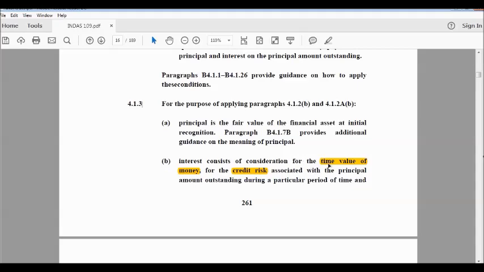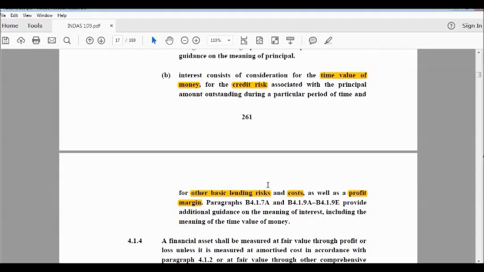and the interest consists of consideration for the time value of money, for credit risk associated with the principal amount outstanding during a particular period of time, and for other basic lending risks and costs as well as a profit margin. Paragraphs B4.1.7A and B4.1.9A to B4.1.9E additionally provide guidance, so we will also look at them. Basically the interest consists of time value of money plus credit risk plus basic lending risk plus cost plus profit margin. So there are 5 components of the interest.